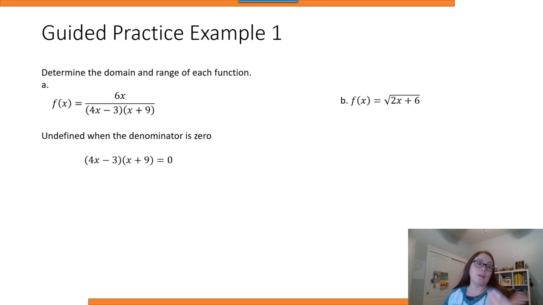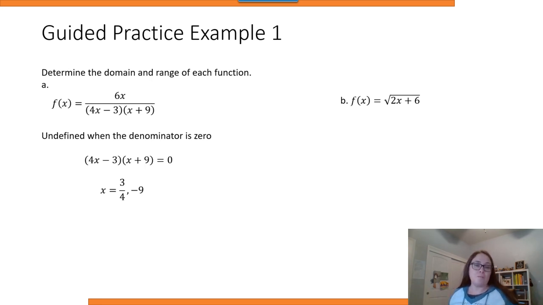Looking at that, I can see that negative 9 will cause the left side of this to be 0. And if you do a little bit of algebra, you'll get 3/4 for the other factor. That won't cause that one to be 0. So these two values make the denominator 0, which means they cannot be in the domain for this function. There are no other values that, if I plug them into this equation, will give me problems. So everything else is in the domain.